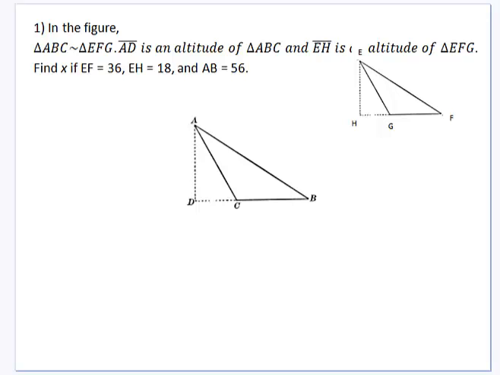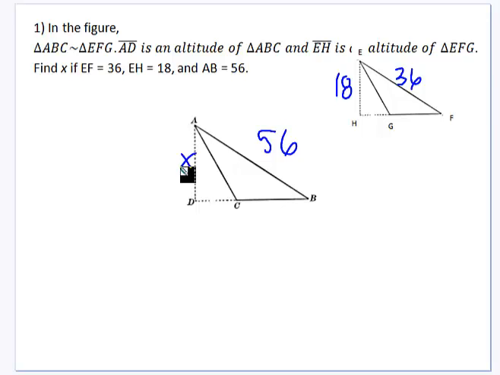So what should we probably do first with these other measurements that we're given? Put them in. Okay, so find X. So EF is 36. Okay, so let's put EF on there. EH is 18. AB is 56, and our X is going to be right there on AD.